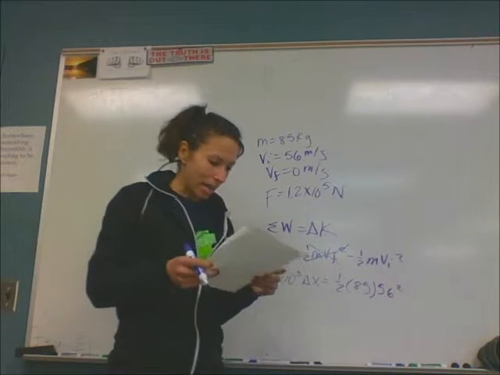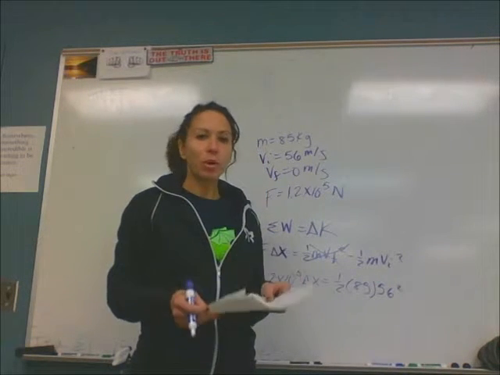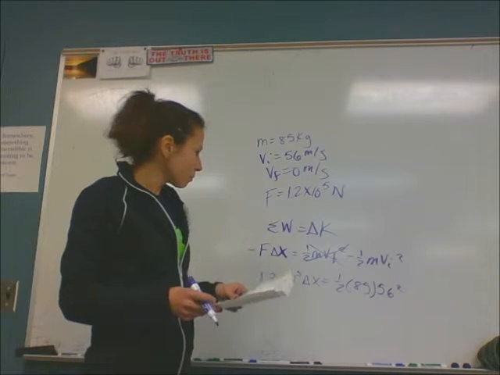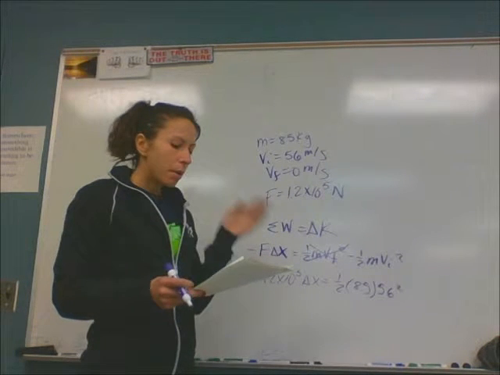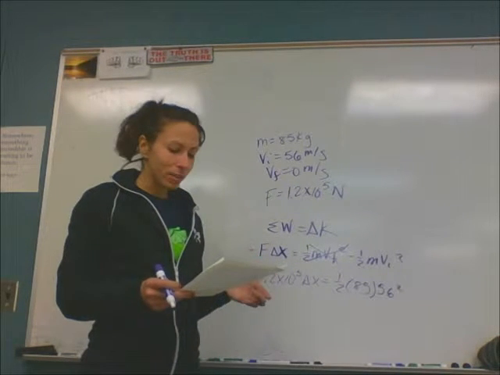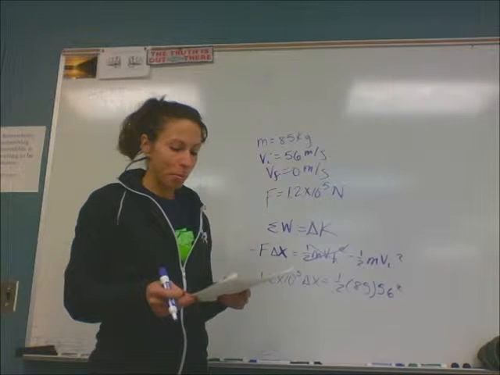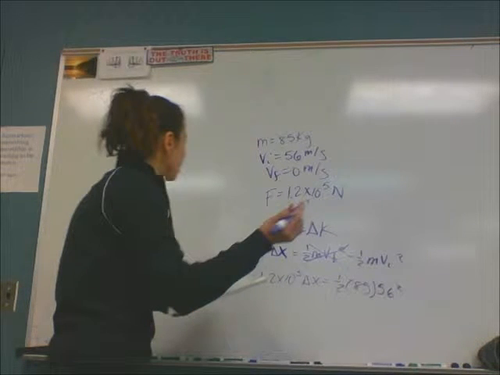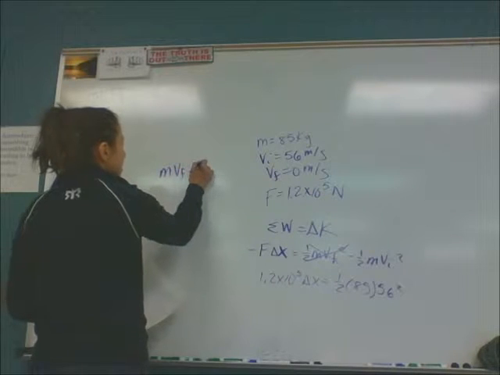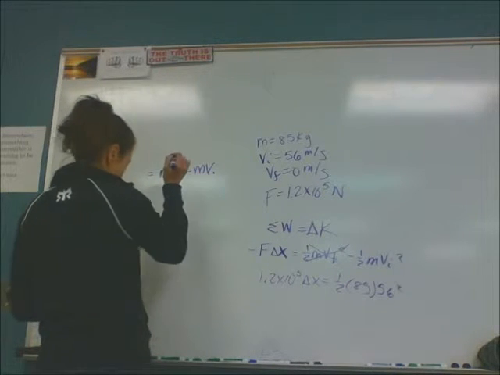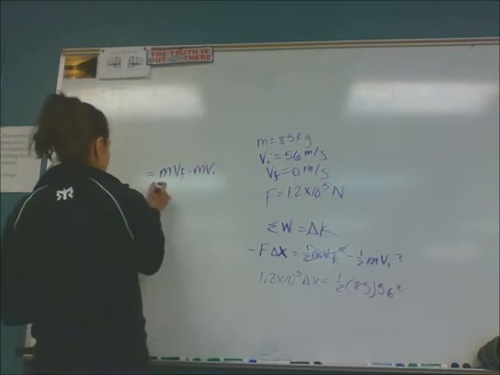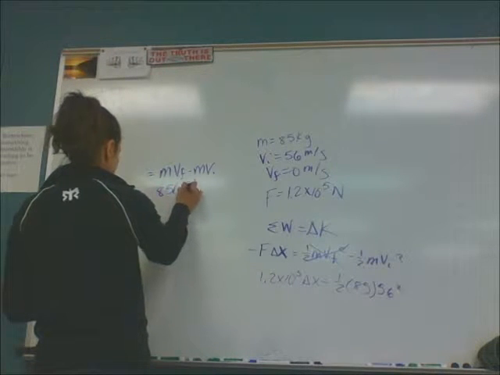That's part A. Part B, that's the impulse, and that is the change in momentum, which is m v final minus m v initial, and that is 85 times 0 minus 85 times 56, and I got negative 47 hundred for that.